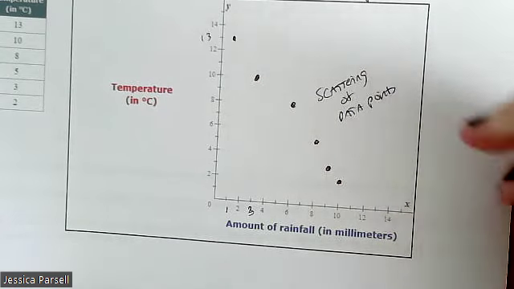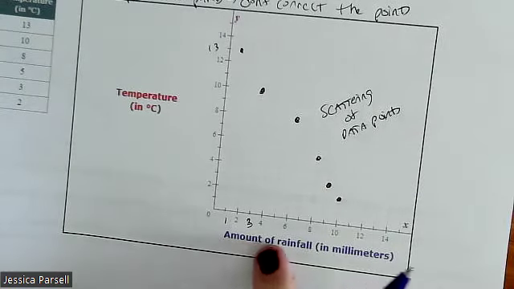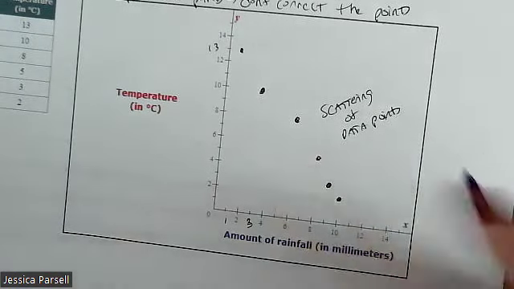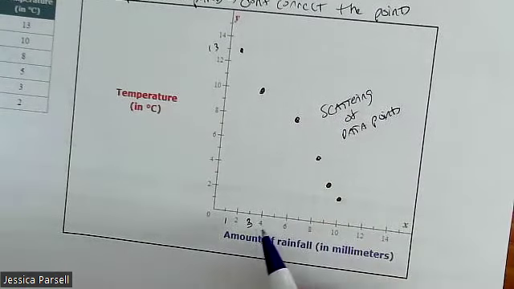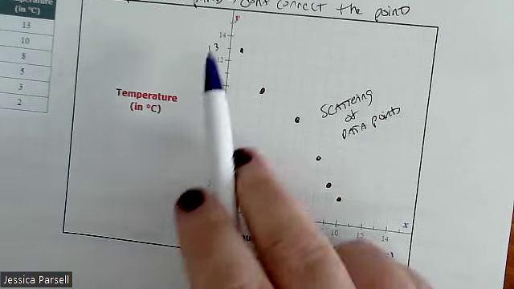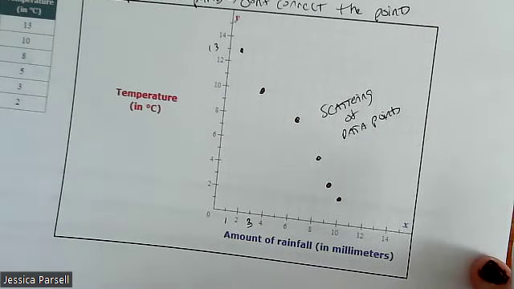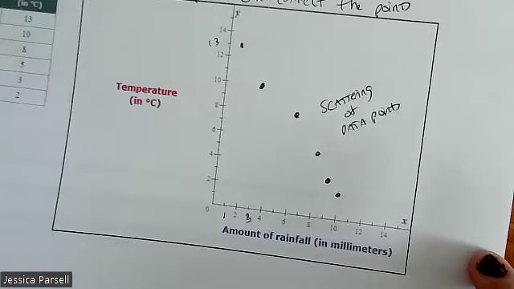So you could visually see that as more and more rain comes down, the temperature is falling, right? So this is negative here. As the rain is increasing in millimeters, the temperature is decreasing. So that's a scatter plot.